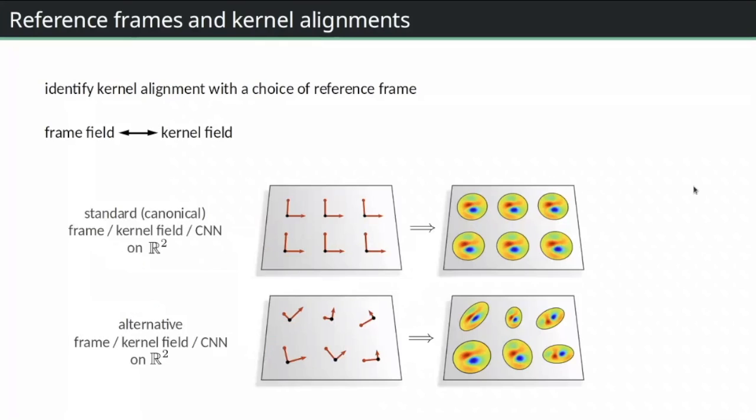And this implies that if you have a frame field given on your manifold and you have a kernel, then this induces a kernel field on your manifold. And this canonical frame field, if you have R2 as a very special case of your manifold, actually corresponds to this kernel field, which you use in a standard convolutional network. But you could also look at an alternative frame field and it gives you an alternative kernel field. And that thing is probably not particularly useful, but our theory can still describe it.